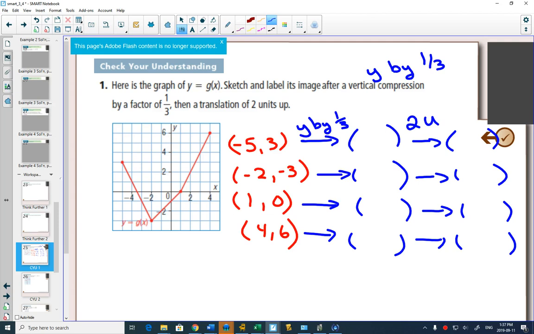Both of those things affect only the y coordinate. So I know that my x coordinates here, they're all going to stay the same. But my y coordinates are going to become 1, negative 1, 0, and 2. Then for my next one, again, I'm only changing the y coordinates, so my x coordinates all stay the same. And then moving things 2 up, this will be at 3, this will be at 1, this will be at 2, and this will be at 4.